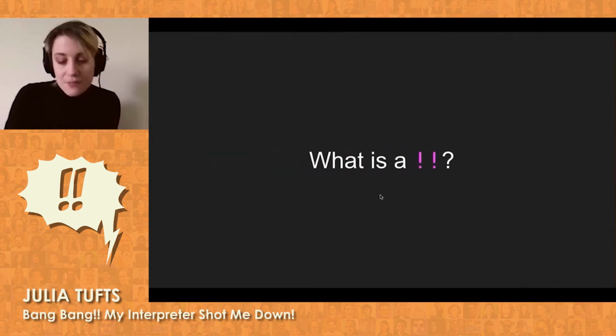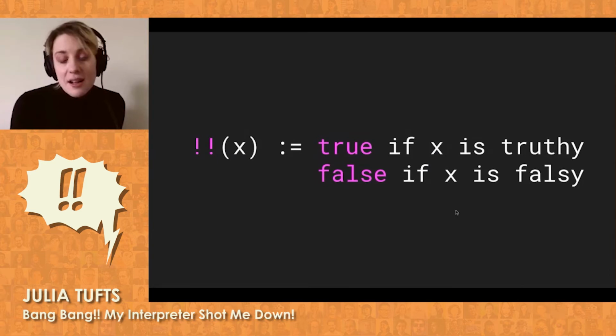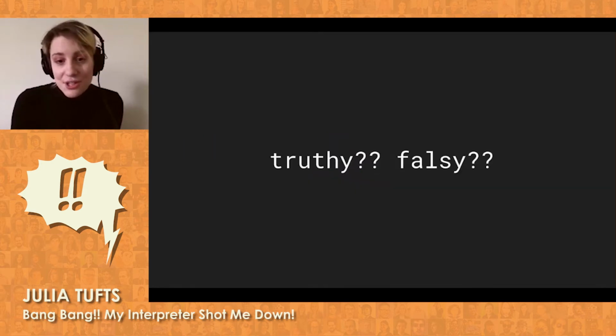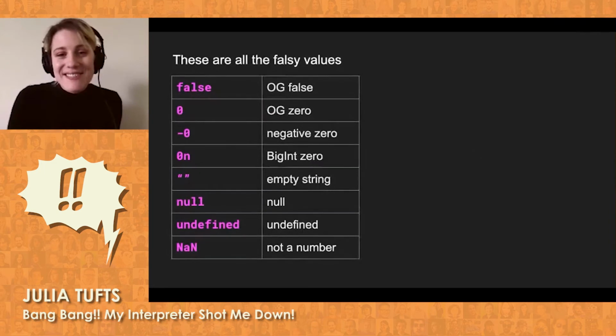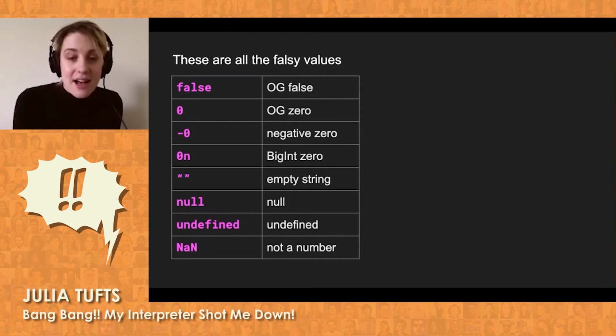So what's that about? It turns out that a bang bang will return true if the input is truthy and false if it is falsy. And maybe you've just heard the terms truthy and falsy for the first time, so you're like, did you just make that up? And no, it's a real thing. Someone else made it up. I'm just the messenger. So it's not too bad though. How we think about it is that there are only a set amount of falsy values. There's 8 in total. So they're the original false, 3 different flavors of 0, the empty string, null, undefined, and not a number. And anything else will be considered truthy.